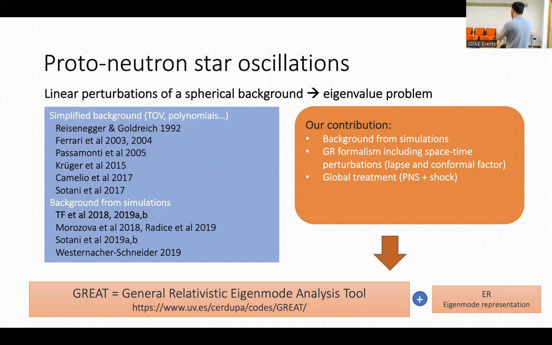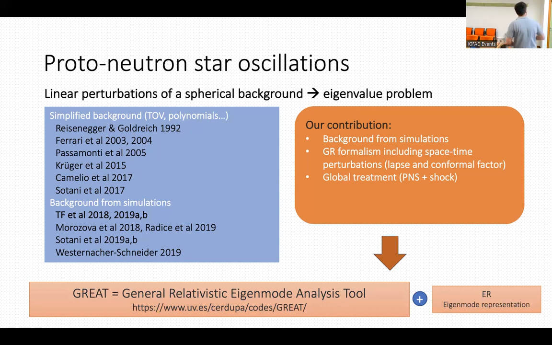We have the outcome of a simulation, we read the results, we compute the eigenfrequencies of the normal modes. We also include general relativity in the formalism, so we can compute perturbation of the lapse and the conformal factor. And we also use a global treatment with the whole scenario. We compute also the proto-neutron star and the surrounding up to the shock.